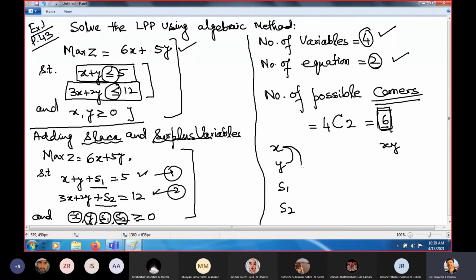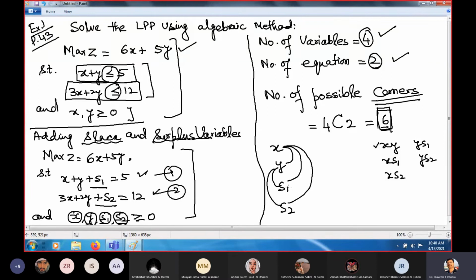Second corner will be X, S1. Third corner will be X, S2. All combinations you need to make. Now, X is connected with all. Now let us connect Y. Y with X is already here. Y with S1, so Y, S1. Y with S2, Y, S2.